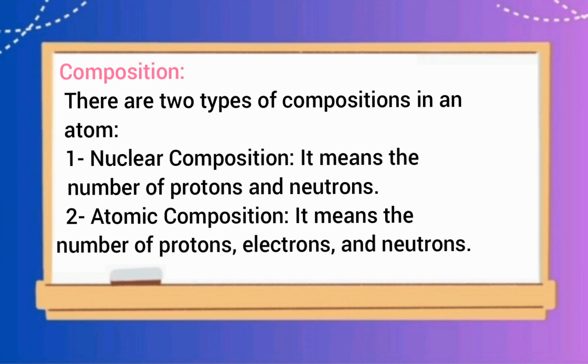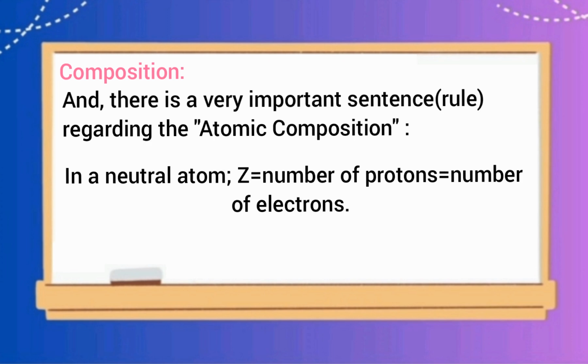And now let's talk about the composition. There are two types of compositions in an atom. Nuclear composition, which means the number of protons and neutrons. Atomic composition, which means the number of all the particles found in this atom. And there is a very important rule that we always mention when talking about atomic composition, which is: in a neutral atom, Z equals number of protons equals number of electrons.